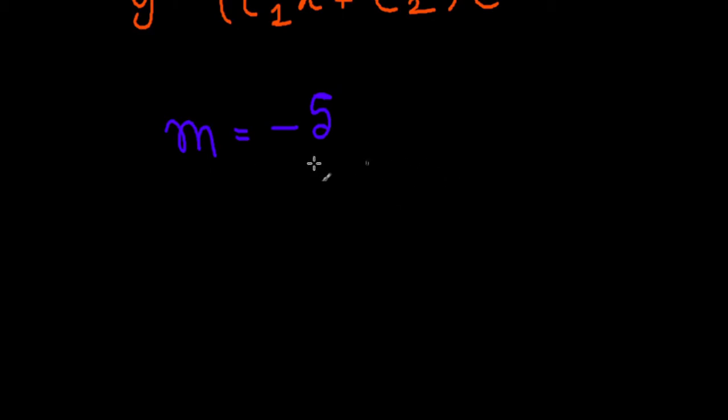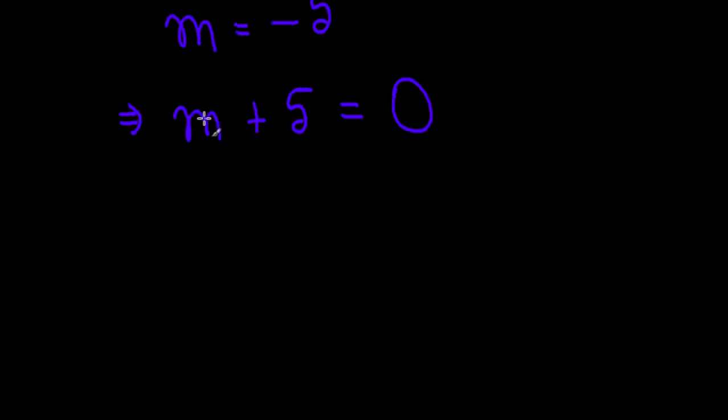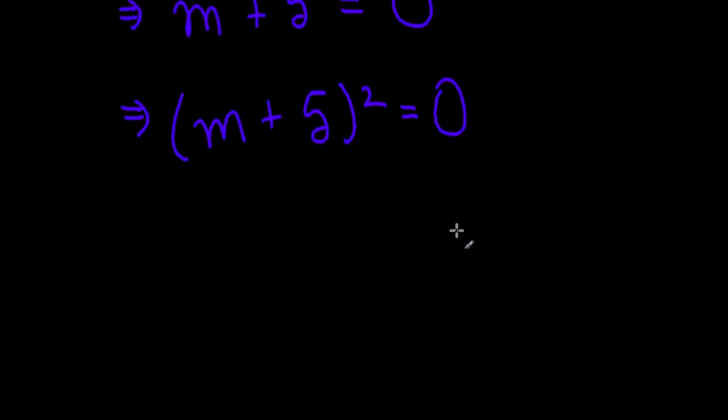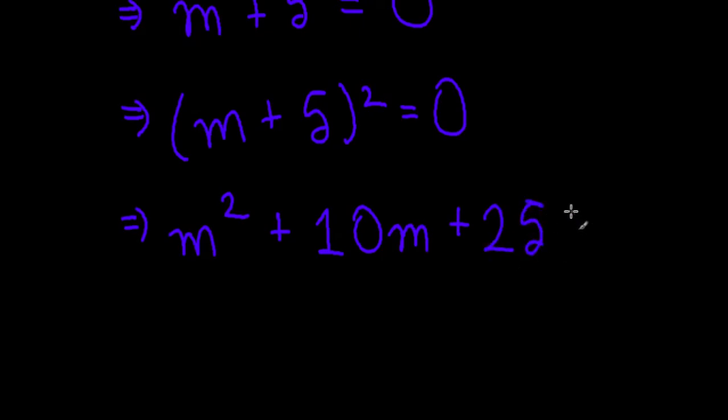Now there are a couple of ways you can think about making the quadratic out of this. You could say m plus 5 is a factor of the quadratic in the characteristic equation. Or I could do the same thing as in the last video: bring this to that side, adding 5 back to both sides. Now I'm going to square it, because my characteristic equation needs to be a quadratic. So m plus 5 squared is 0 squared, which is obviously 0. And m plus 5 squared is m squared plus 2 into m into 5, so that's 10m, plus 25 is equal to 0.